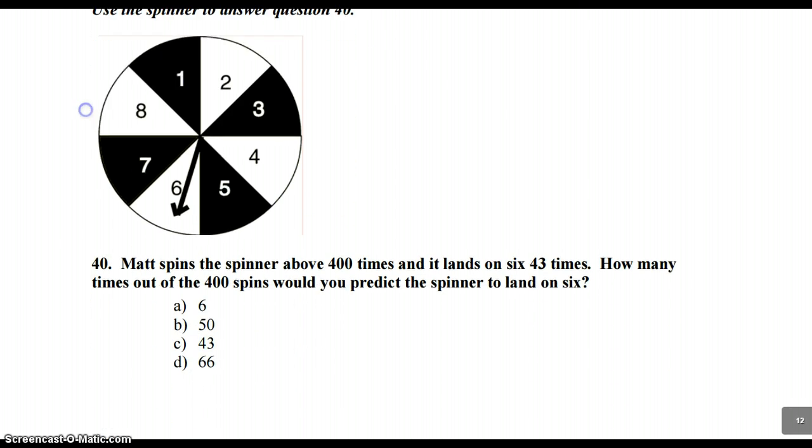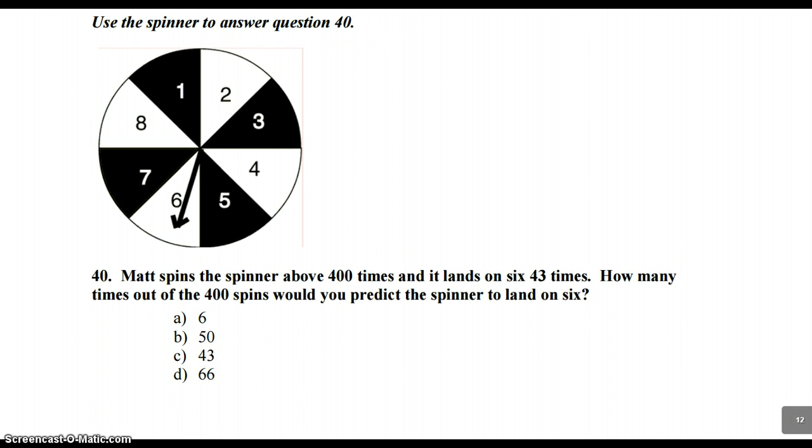Alright, and lastly, number 40. We're looking at a spinner here. 8 equal sections. So it says Matt spins the spinner above 400 times and it lands on 6 43 times. How many times out of the 400 spins would you predict the spinner to land on 6? Well, since there's only 1 6 and it takes up about 1/8 of the space, I would predict 1/8 of 400 times.